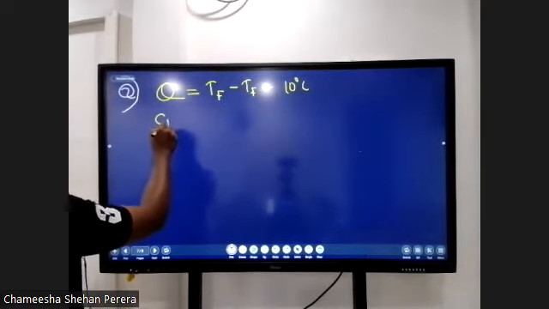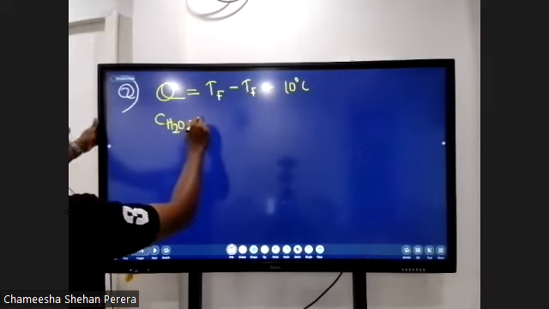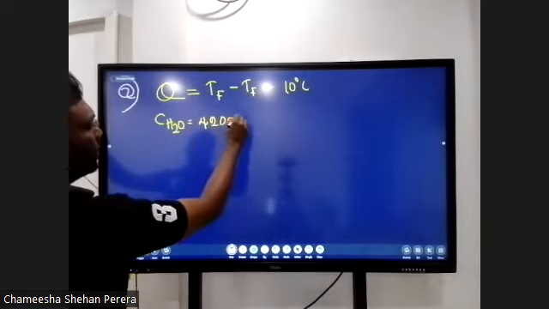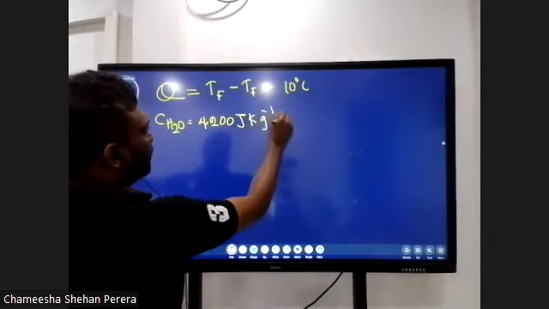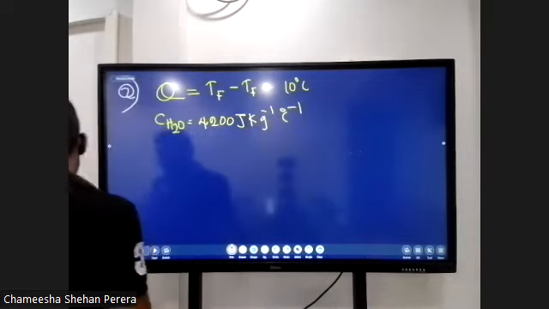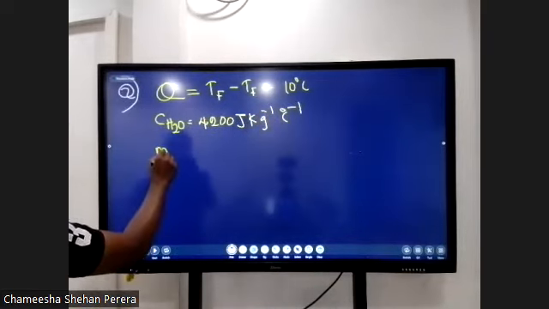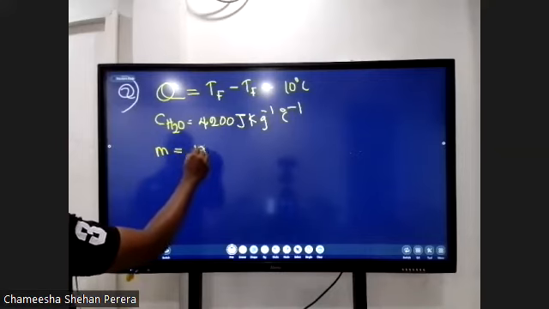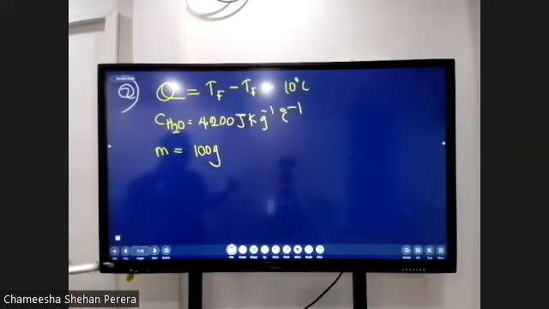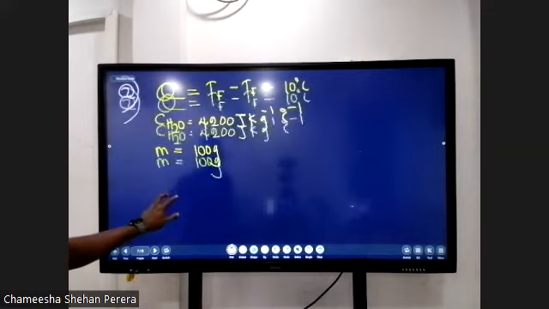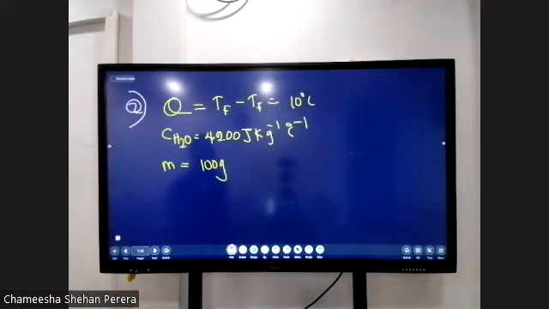Okay, specific heat capacity of water is 4200 joules per kilogram per degree Celsius. And the mass of the final mixture, it's mentioned 100 grams. Then do the calculation and find out how much heat is lost to the external environment.